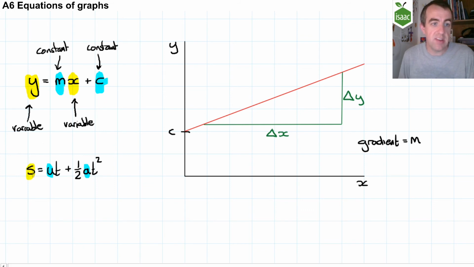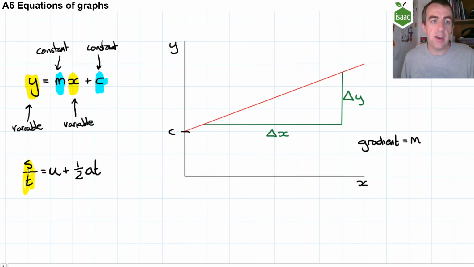That means the displacement s and the time t, they're variables. And what you can see here is our equation does not look like it's in the form y equals mx plus c, or variable equals constant times variable plus constant. But it can be if we divide through by t. By dividing through by t, we get an equation like this.